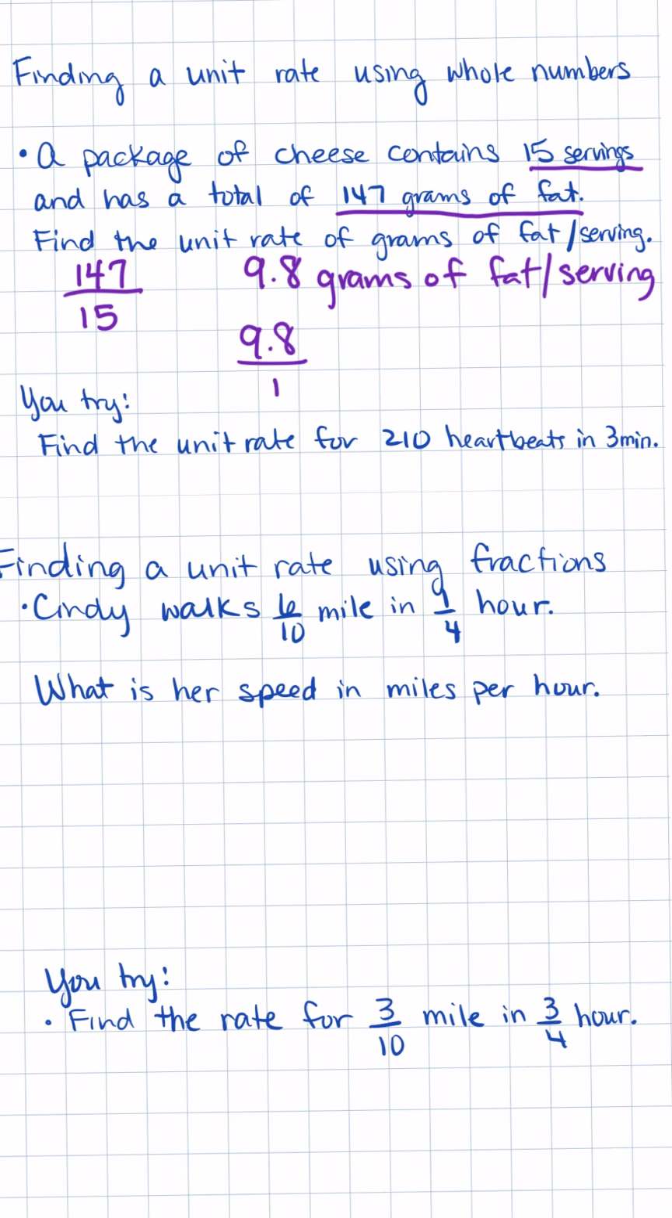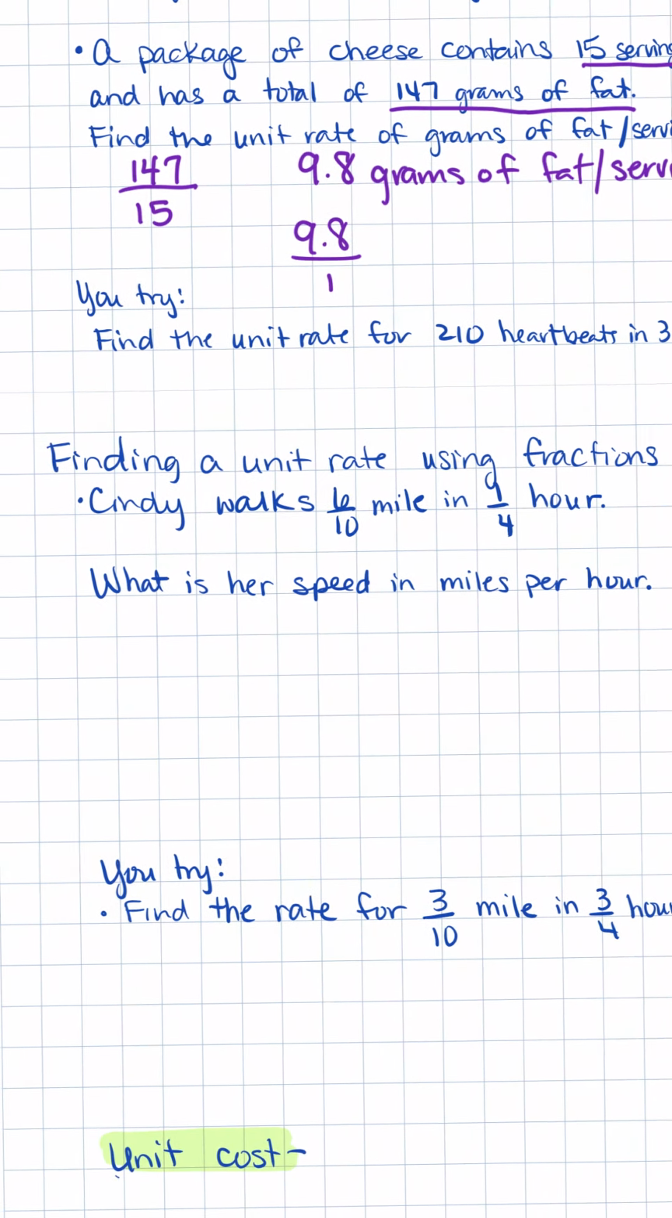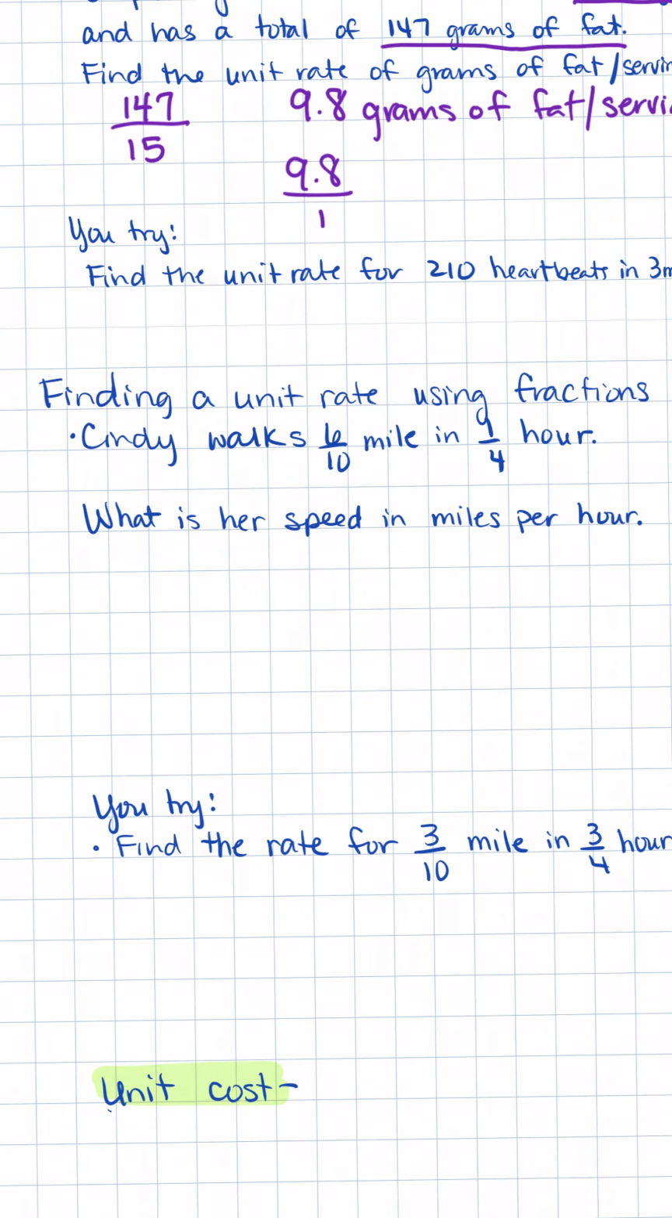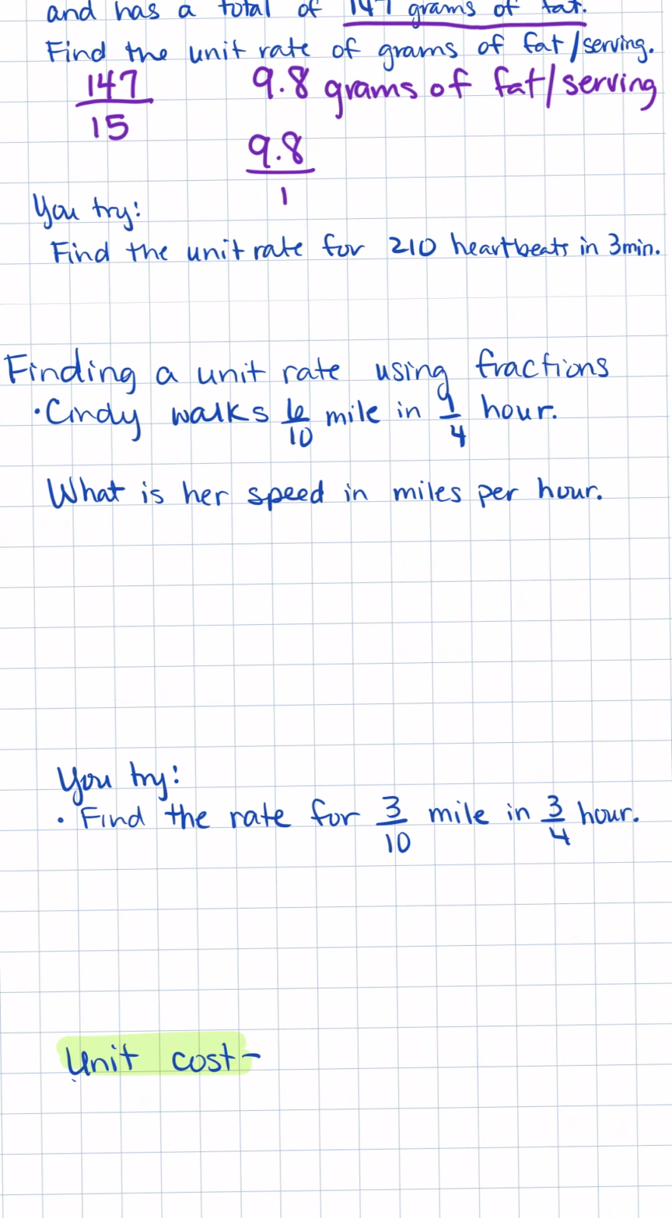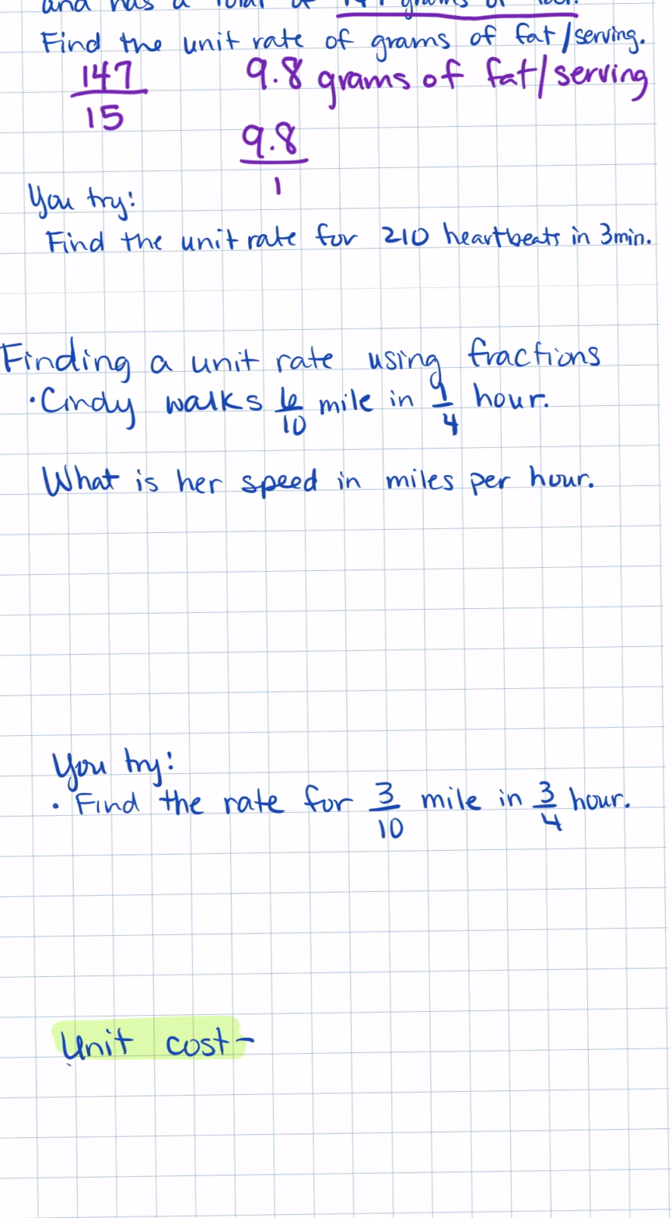Okay? So you go ahead and try this next one. Find the unit rate for 210 heartbeats in 3 minutes. So how many heartbeats is it in 1 minute? Come back to me when you're done. So you should have gotten 70 beats per minute. There were 210 over 3. You divided 210 by 3, you got 70.